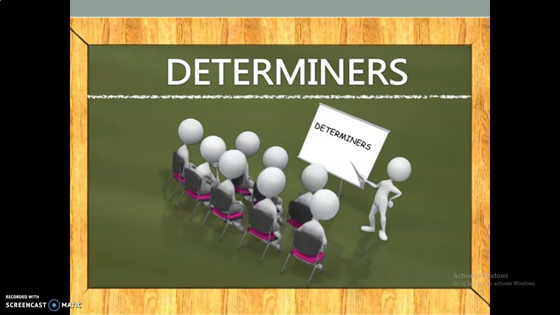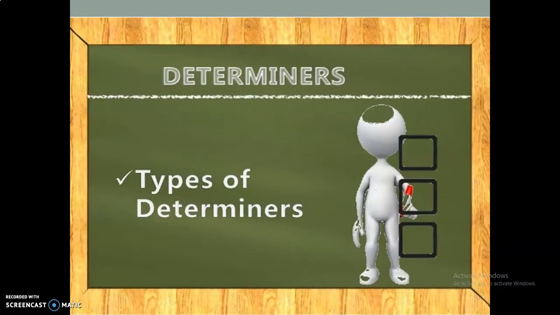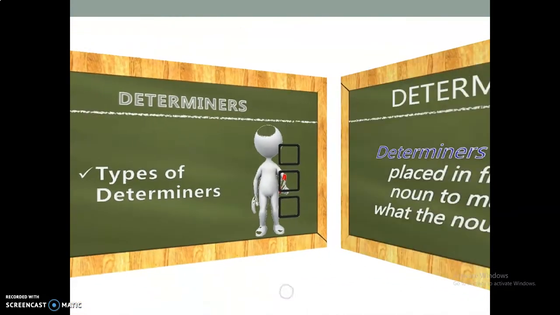The grammar topic is determiners. Generally, we discuss determiners in the basic article class, particularly for 7th, 8th, 10th, 11th and 12th standard. The determiner is basically used for describing nouns. So, what are the types of determiners?